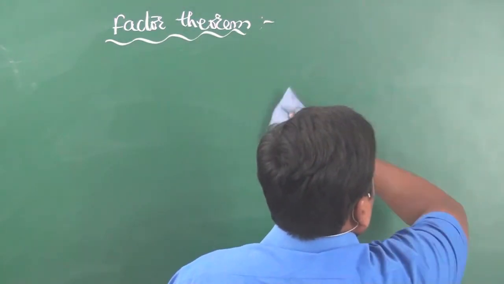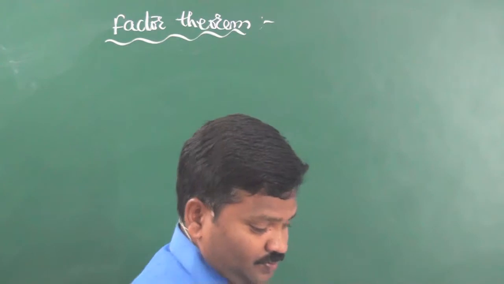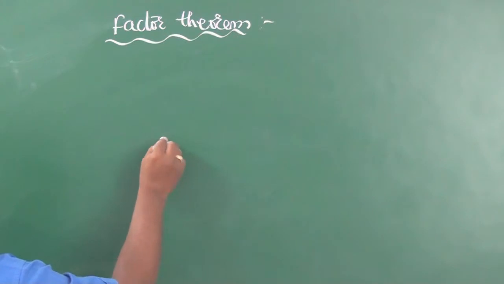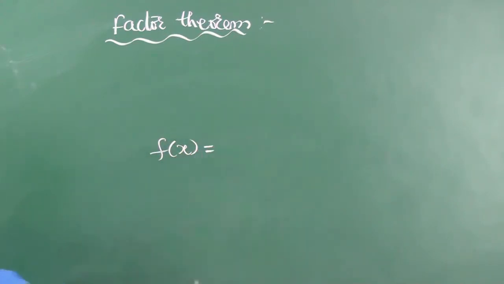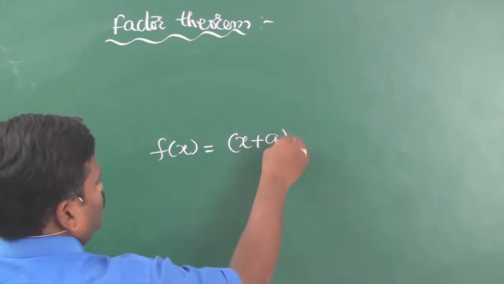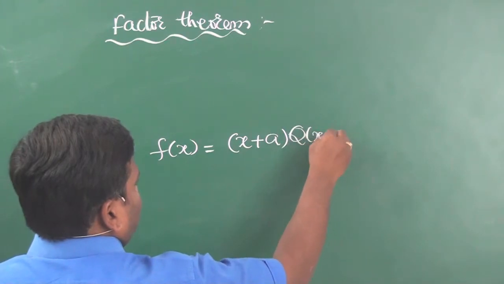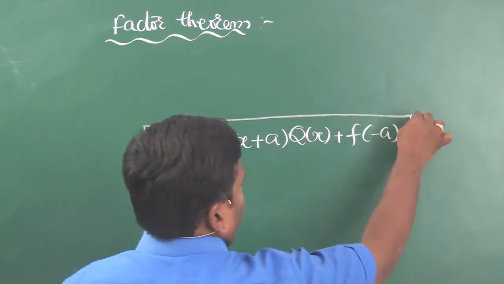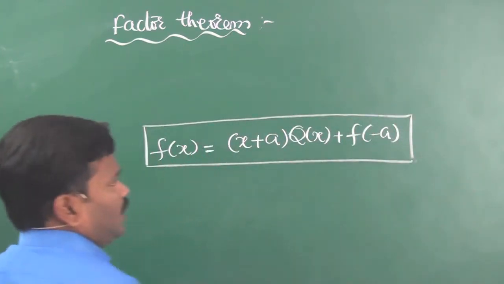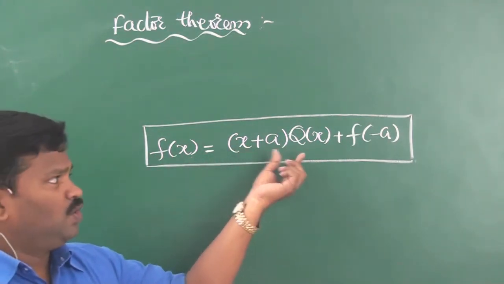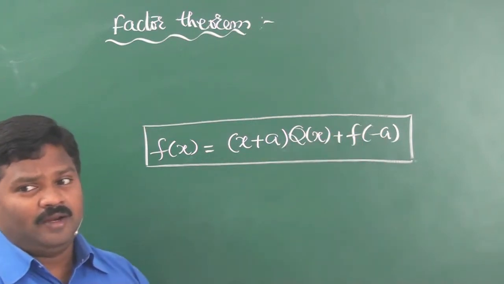Now apply this principle to the remainder theorem. What is the remainder theorem? As we learned before, f of x is equal to x plus a into q of x plus f of minus a. This is the remainder theorem. Here we have the dividend, divisor, quotient and remainder.